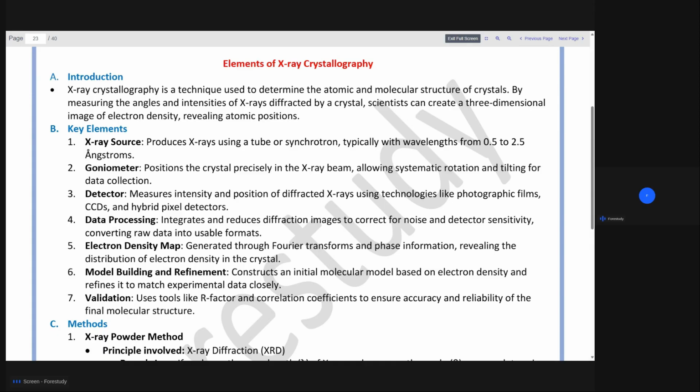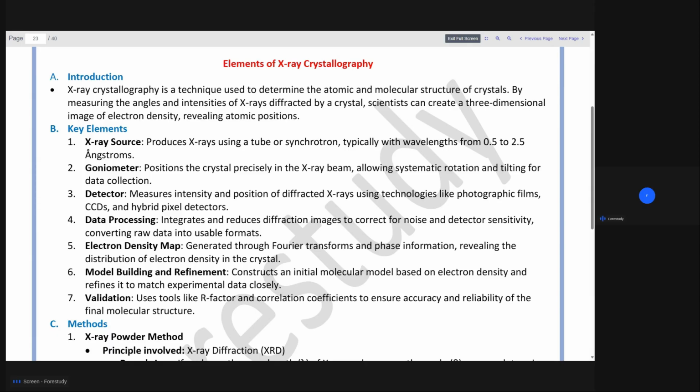So you just have to memorize all these instrument names, or you can search them in Google to understand how these different instruments look, so that you can get an idea of how they are. Typically with wavelength of 0.5 to 2.5 angstroms, this is the X-ray source which produces the X-rays. Now there is the goniometer.